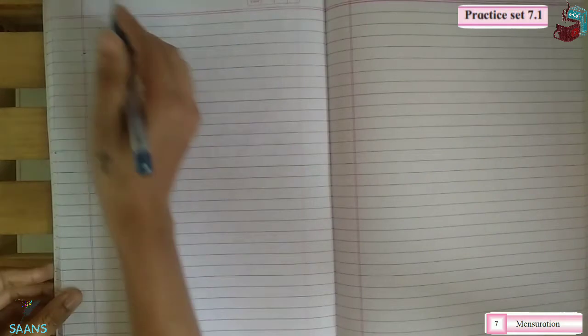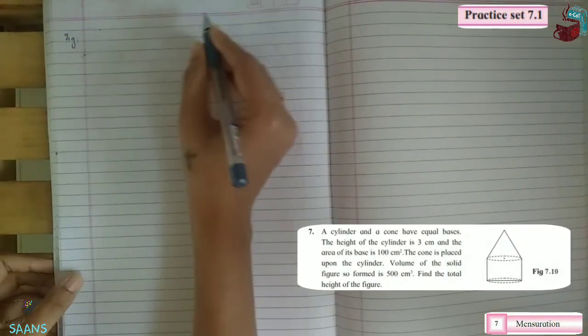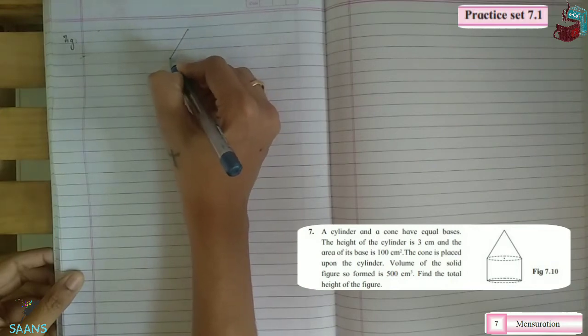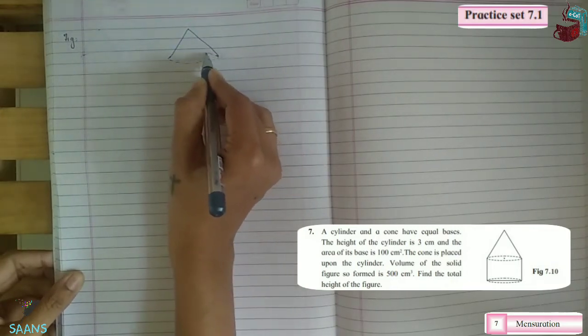Practice set 7.1 for mensuration. Okay, so in this let's see what is the figure given. It is a figure something like this. So always draw the figure, तो एक आइडिया आ जाता है आपको. ठीक है.